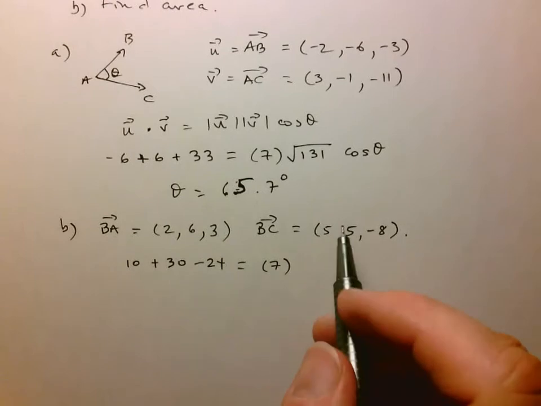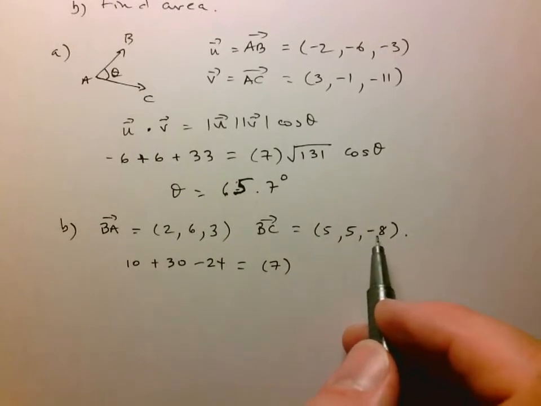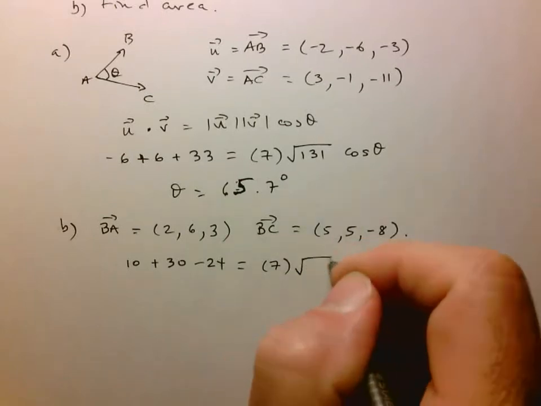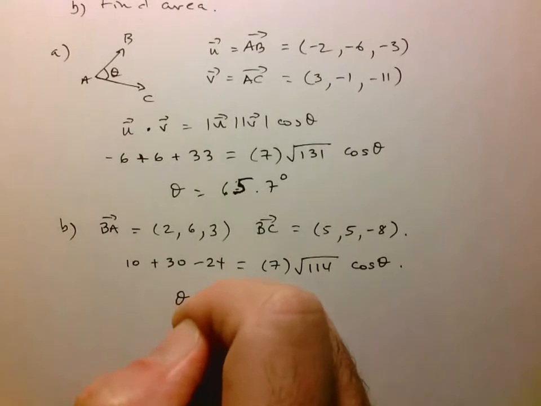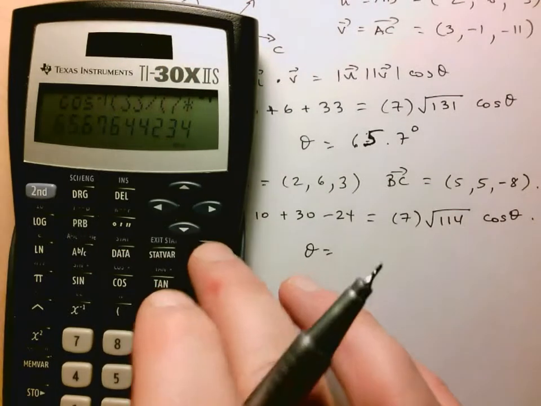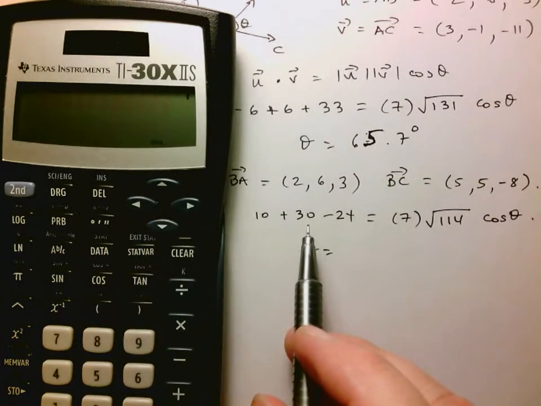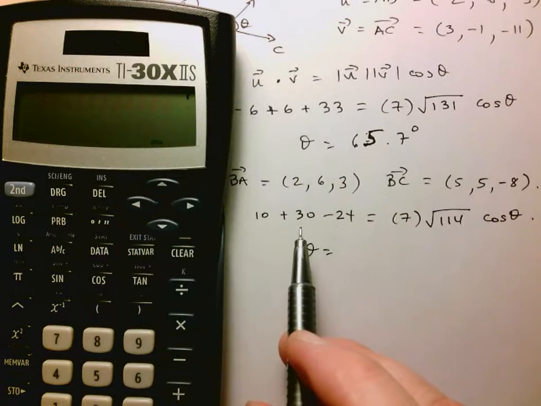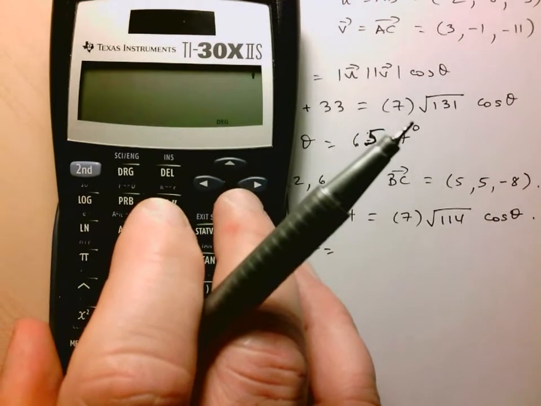The magnitude of BC is 25 plus 25 is 50, plus 64, so that's square root of 114 times cos theta, and so theta is equal to, what is this equal to? 40 minus 24, so that's just 16. Okay, so let's do this here.